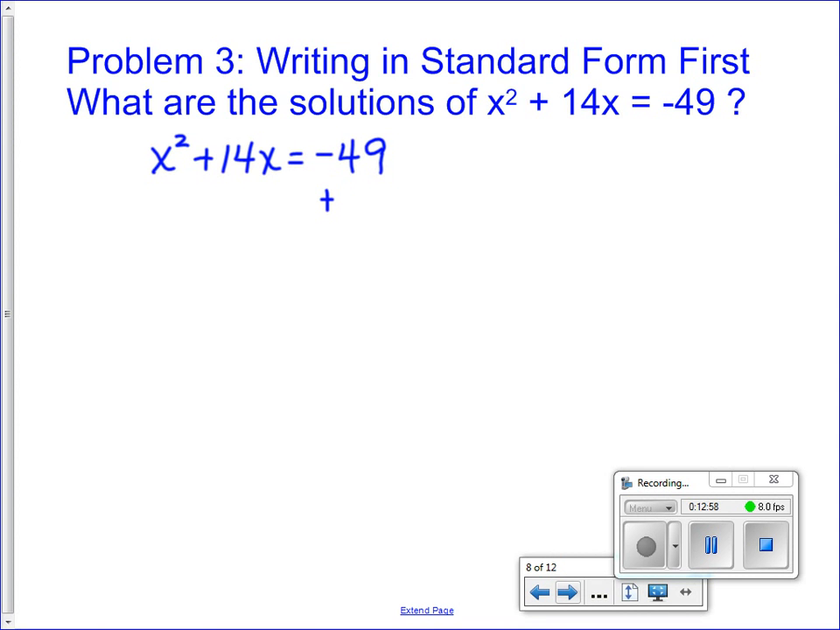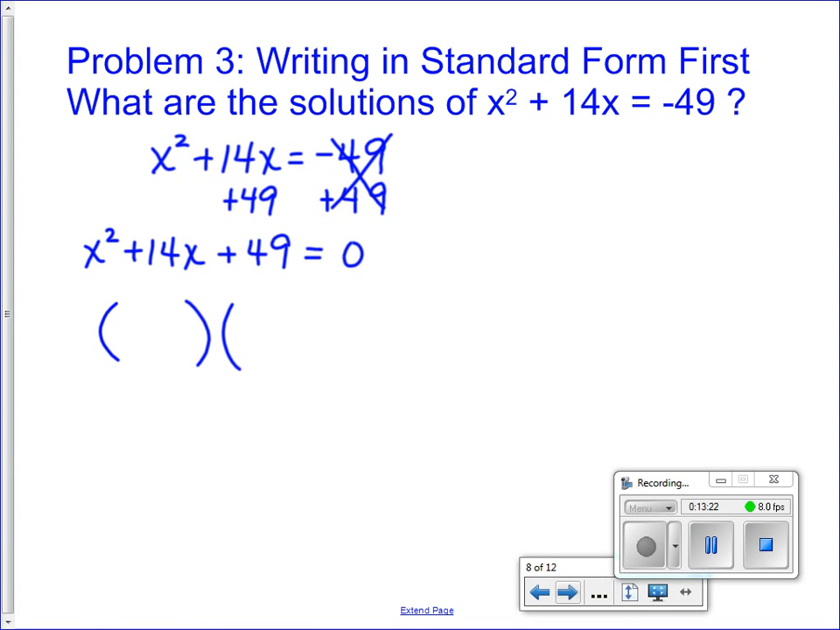So to get 0, I'm going to have to add 49. And I'm going to have to do that to both sides so that on the right side of my equation, I get 0. Now, you'll notice on the left, we can't combine, we don't have any like terms, so we simply write it out, x squared plus 14x plus 49. All right, we want to factor this.